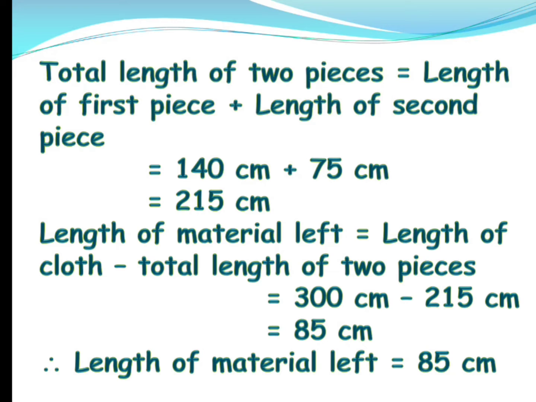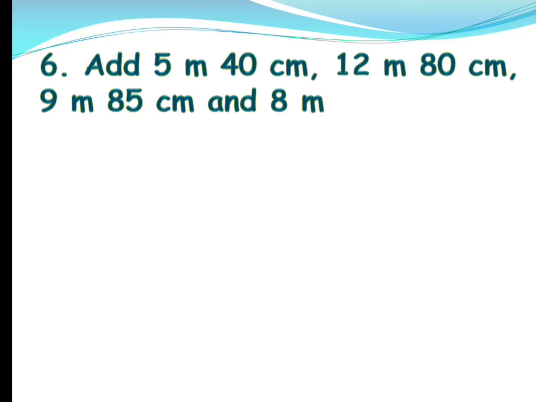Okay, children. So next, add 5 meters 40 centimeters, 12 meters 80 centimeters, 9 meters 85 centimeters and 8 meters. So here they have given a combination of meters and centimeters. If it is in the same units, centimeters and centimeters, meters and meters, then we can directly add it and write it. But here they have given the combination of meters and centimeters, isn't it, children?